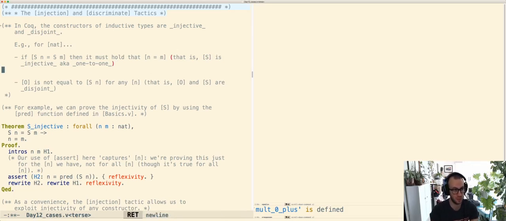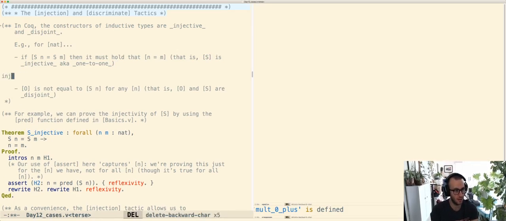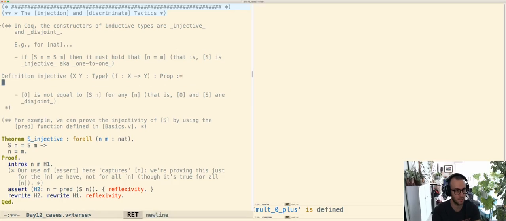So if you remember the definition of injective, it was something like this. x, y are types. F is a function from x to y. Here's the proposition of injectivity: for all a, b, F of a equals F of b implies a equals b. This is the definition of injectivity.